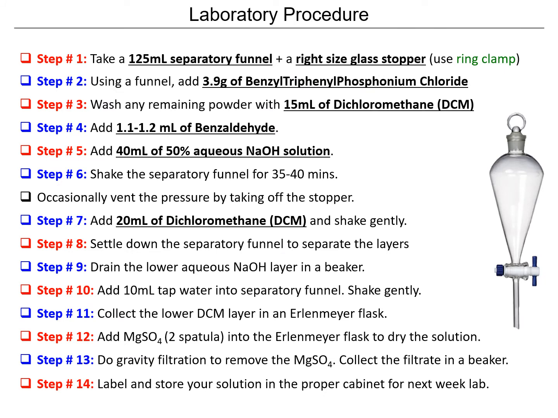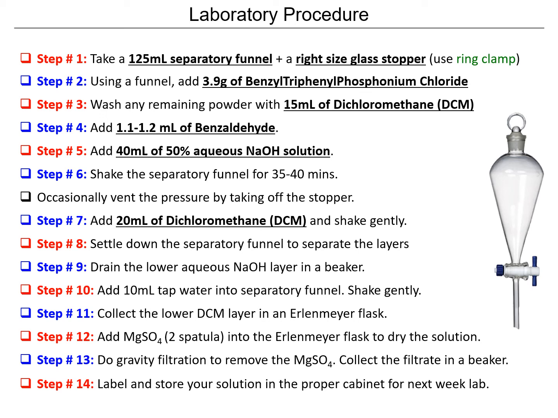This is the laboratory procedure, so let's go through it really quickly. In your step 1, you're going to take a 125 mL separatory funnel and a right-sized glass stopper. This is important because the reaction is exothermic and it's going to release a lot of pressure. So using a funnel, we need to add 3.9 grams of benzyl triphenylphosphonium chloride. We need to wash any remaining powder with 15 mL of dichloromethane, or DCM. Add from 1.1 to 1.2 mL of benzaldehyde. Then add 40 mL of 50% aqueous NaOH solution.